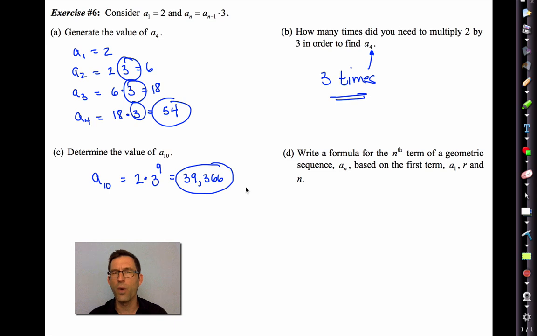So the last thing that we want, and this is a really important formula for future lessons, is we want a formula that will calculate a sub n, the nth term of any geometric sequence, given that we know the first term, the common ratio, and how many terms we have. So go for it.